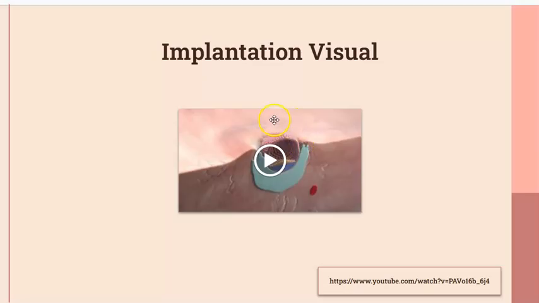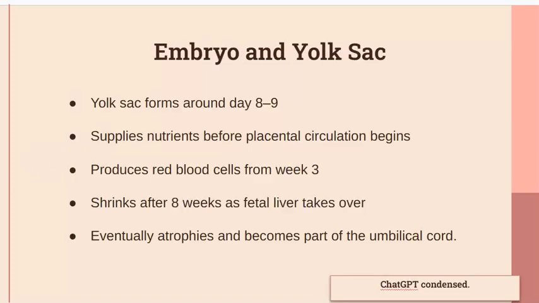So this is a good visual of that implantation. It's interesting to remember one sperm cell, one egg cell, and it becomes everything. It becomes placenta, embryo, umbilical cord, amniotic sac. All of the things that end up as a human baby at the end start from that one single sperm cell and that one single egg cell.